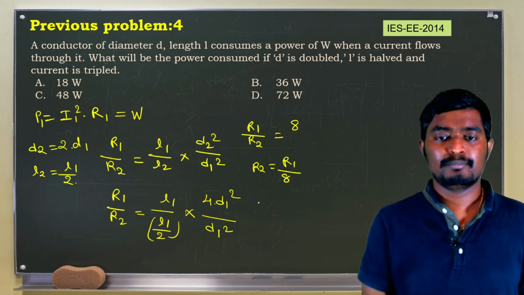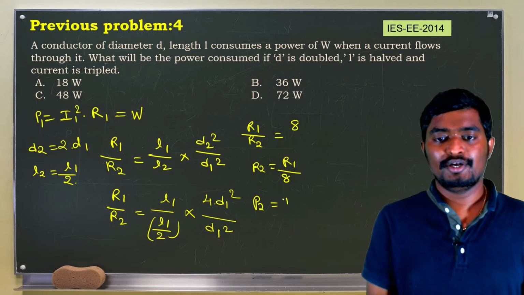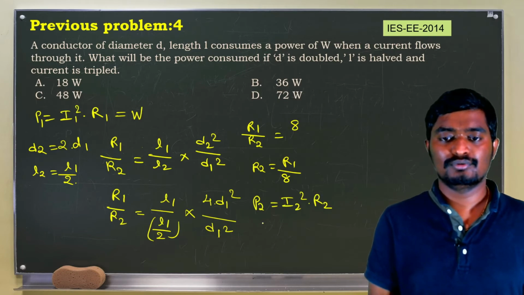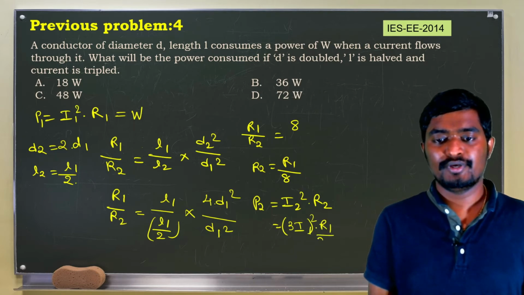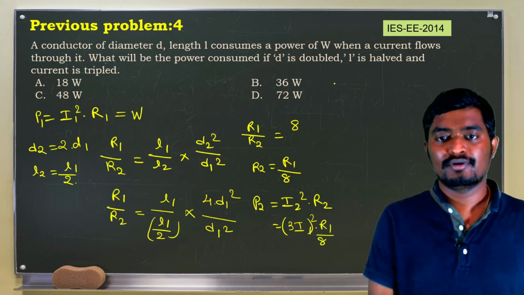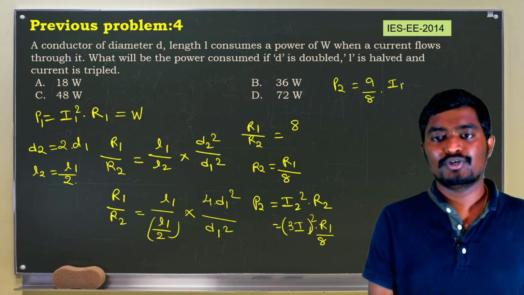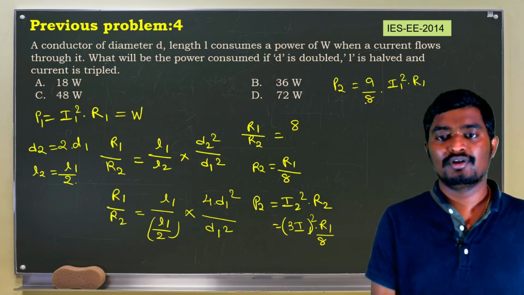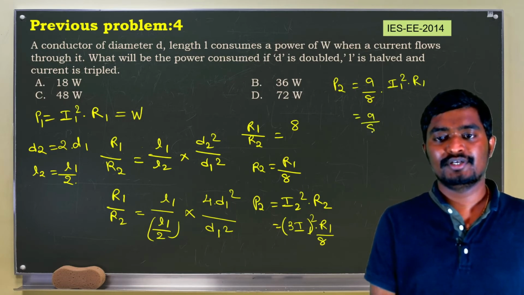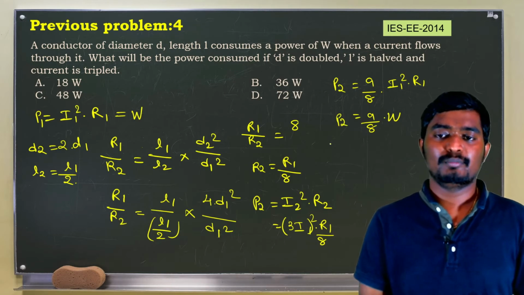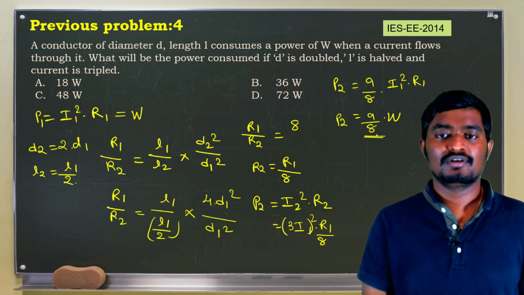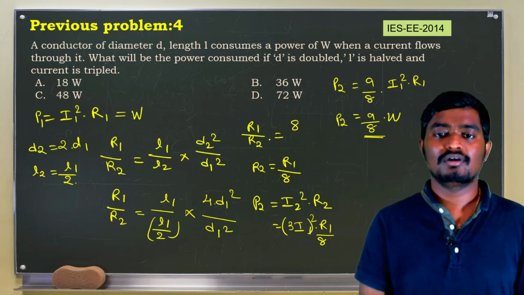Now we will calculate power P2 equal to I2 square into R2. The current is tripled, 3 I1 whole square, into R2, which is R1 divided by 8. We will get power P2 equal to 9 by 8 into I1 square into R1. It can be written as 9 by 8 into W. So P2 equal to 9 by 8 into W. When we look into the options, none of the options are correct. All are wrong options.